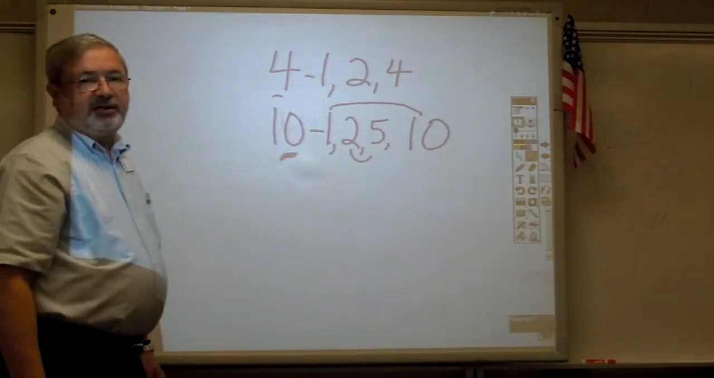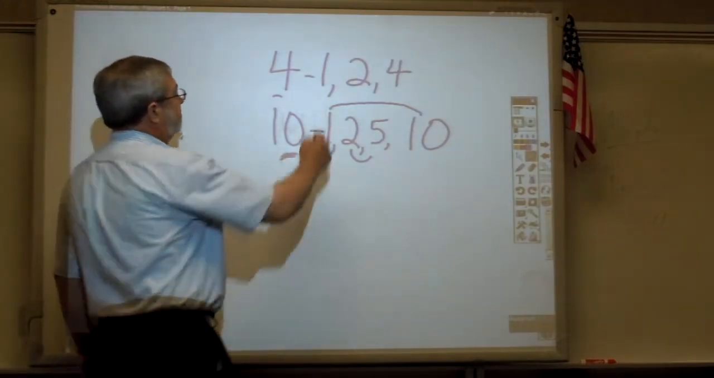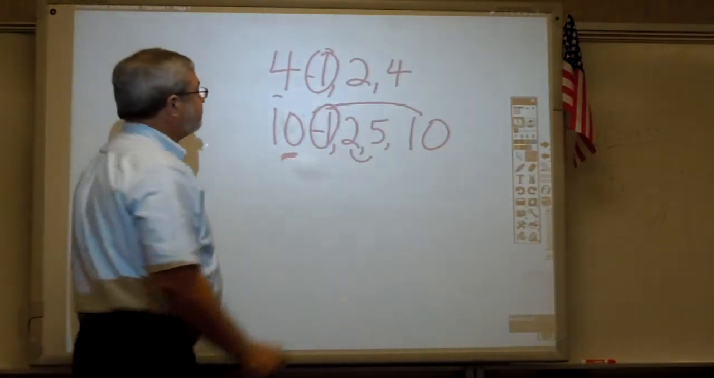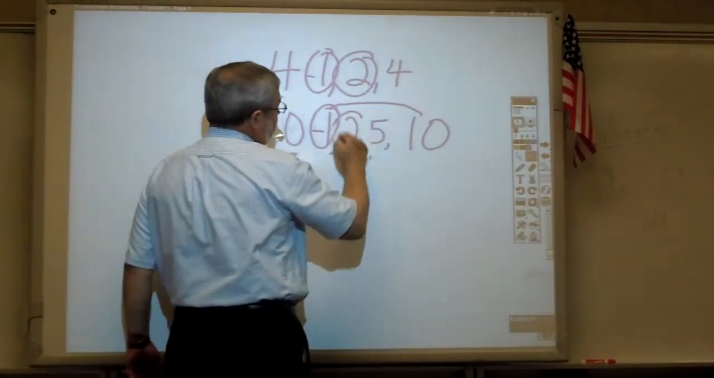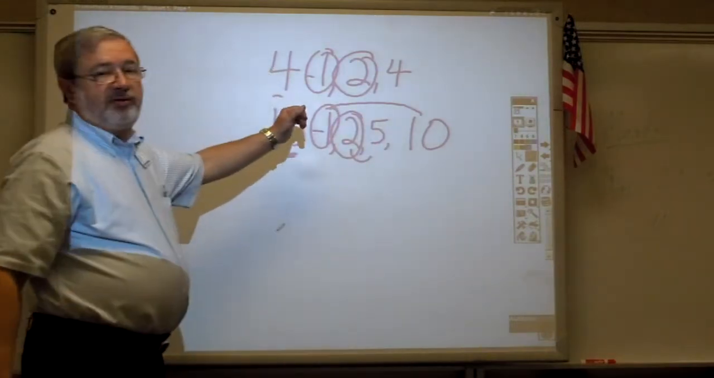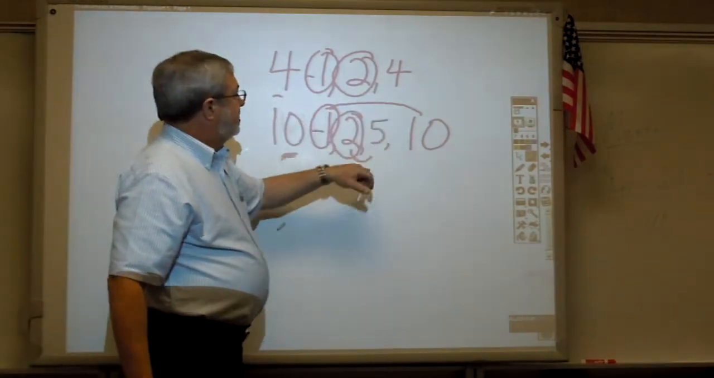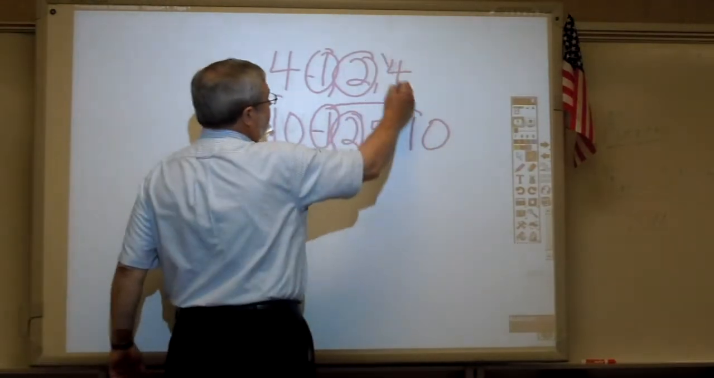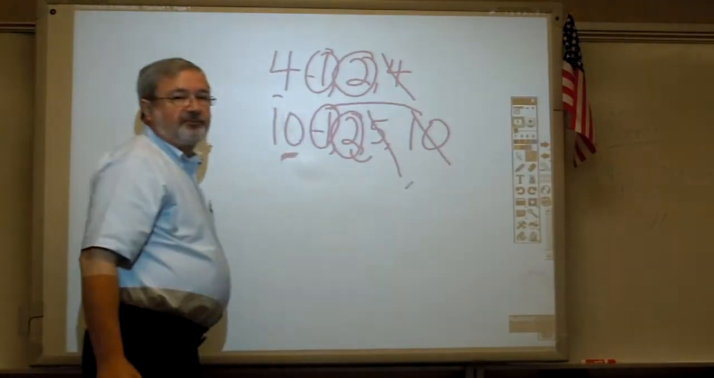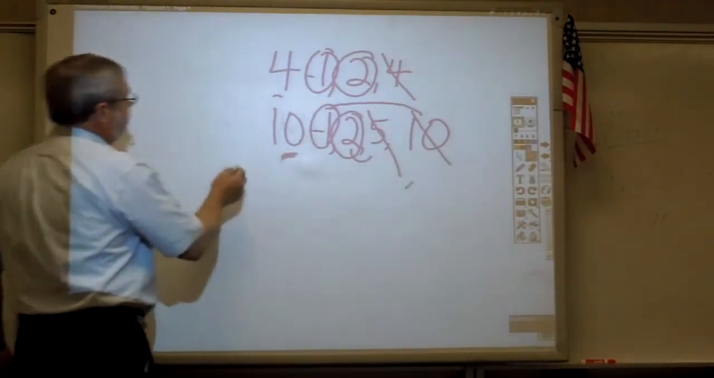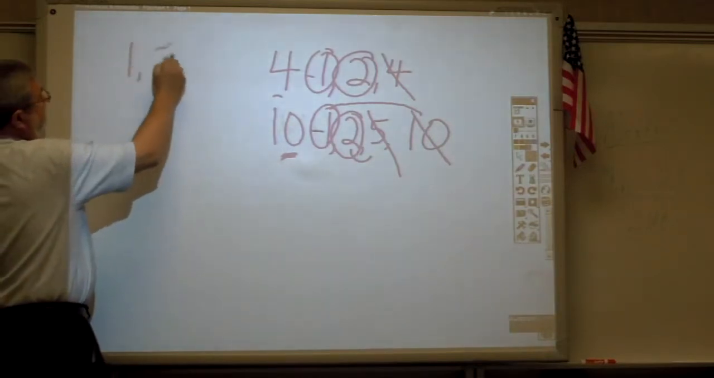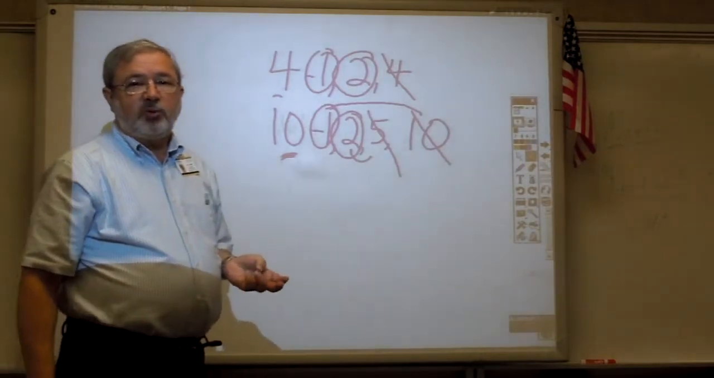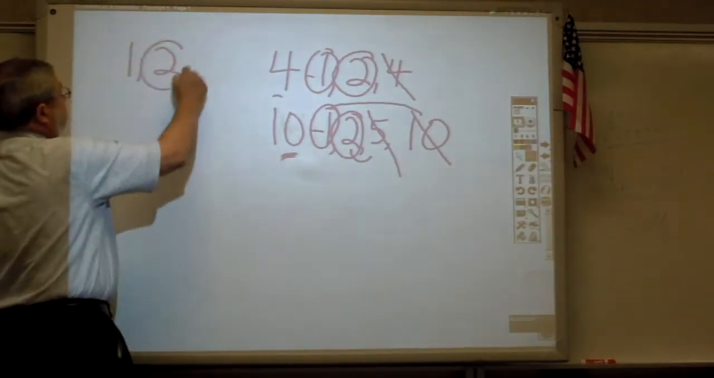I want to go back now and see which numbers are common to both. Well, 1 is in both of them, so I can put a circle around those two. 2 is a factor of both of them, so I can put a circle around both of these. 4 is not here, neither is 5 or 10 a factor of 4. So these, at this point, are no longer of any use. So I can say that my common factors of 4 and 10 are 1 and 2. Since 1 and 2 are my common factors, I want to know which one is the biggest. Well, of course, 2 is the biggest one.